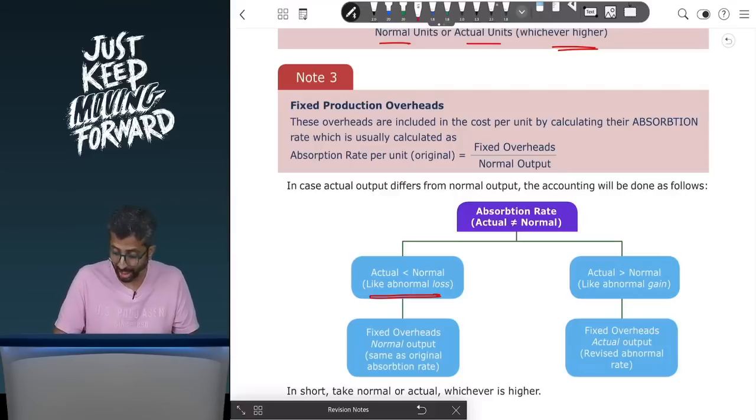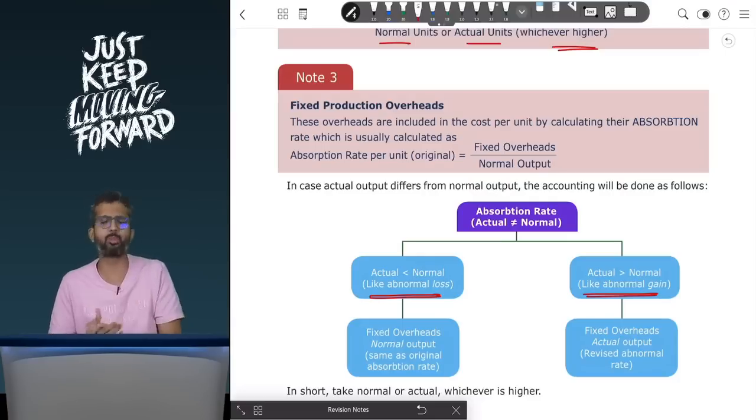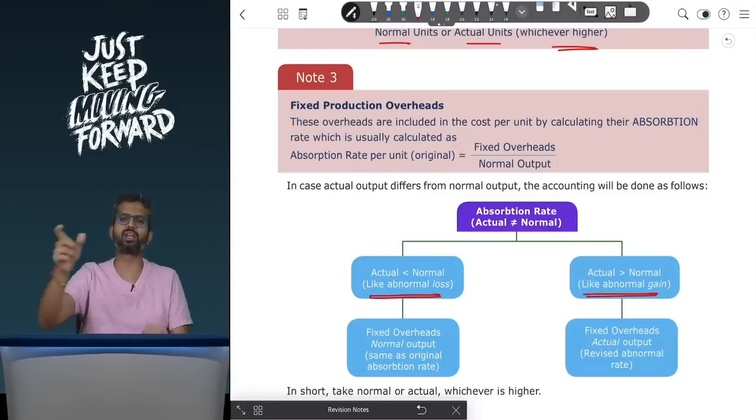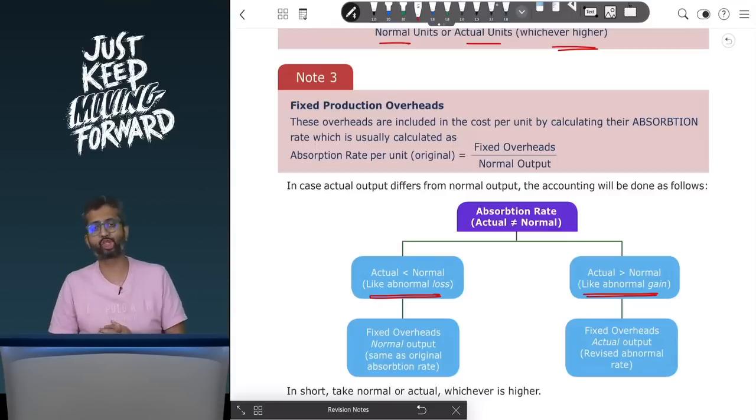On the other hand, if your actual is greater than normal, like you manufactured 12,500 units, you will now revise your absorption rate as 1 lakh divided by 12,500, probably around 8 per unit. The principle is still the same. You will take your total overheads divided by the normal or actual, whichever is higher.